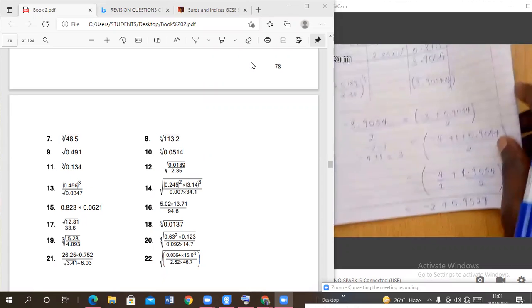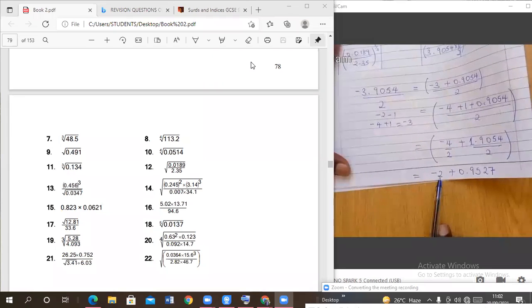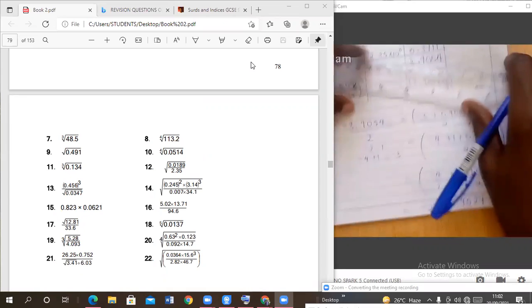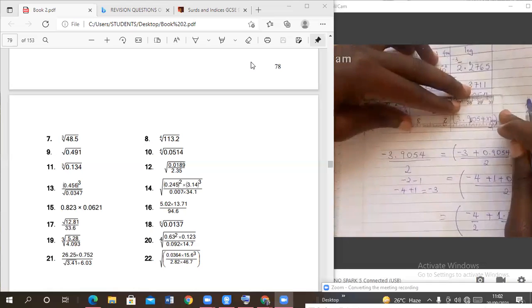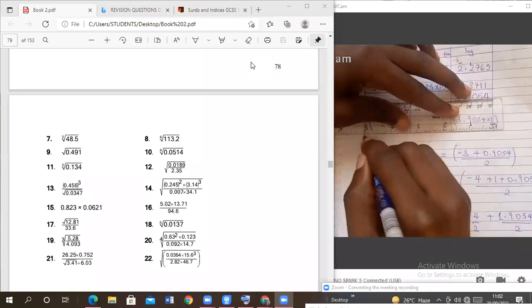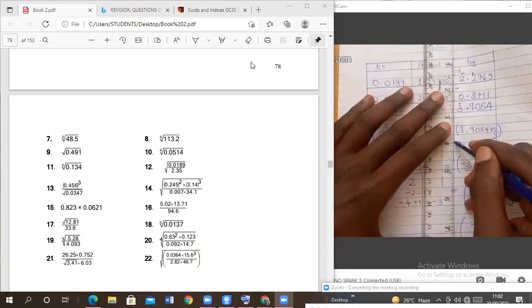Yes. All right. Now, which means our characteristic is what? Is negative 2. Then our mantissa is 0.95 what? 9527. So let me put it here. This space is going to be enough.